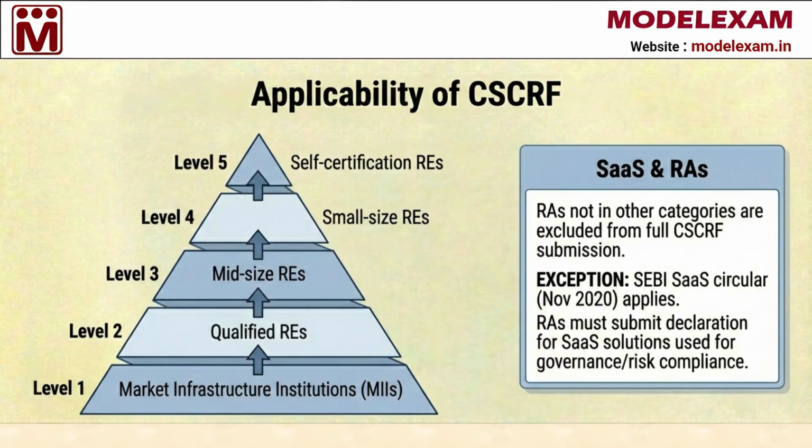This framework applies differently depending on the size of the entity. As you can see on the pyramid, market infrastructure institutions are at level 1, requiring the highest security. Most research analysts fall into level 5 or the self-certification category. Generally, research analysts not registered in other categories are excluded from the full submission. However, if you use software as a service or SaaS for your governance and risk compliance, you must submit a declaration confirming you are maintaining a strong cybersecurity posture.